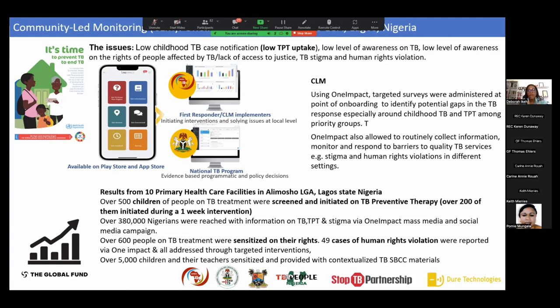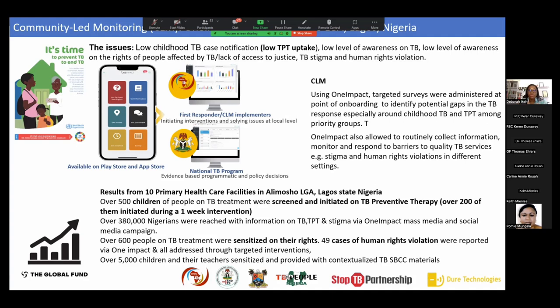Through the One Impact mass media and social media campaign, we're able to reach over 380,000 Nigerians with information on TB, TPT, and stigma. Also, over 600 people on TB treatment were sensitized on their rights, and 47 cases of human rights violation were reported through the One Impact, and all addressed through targeted interventions.